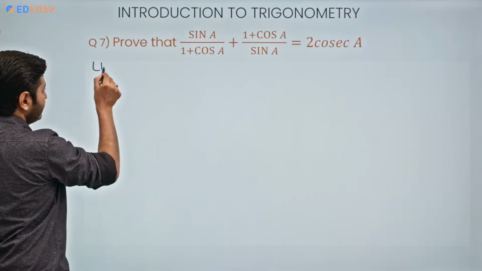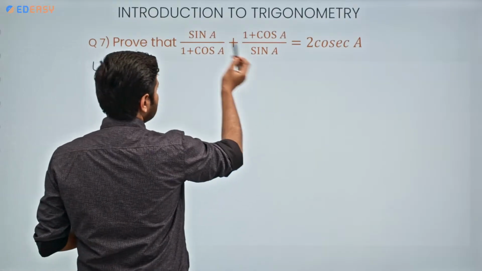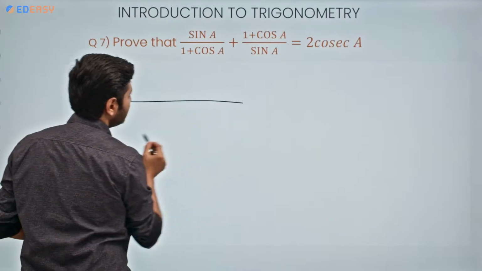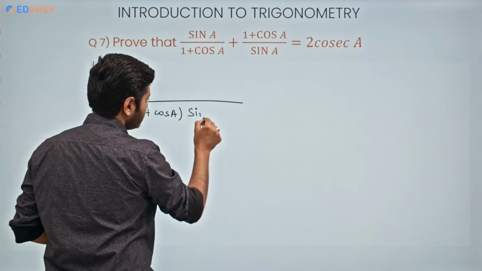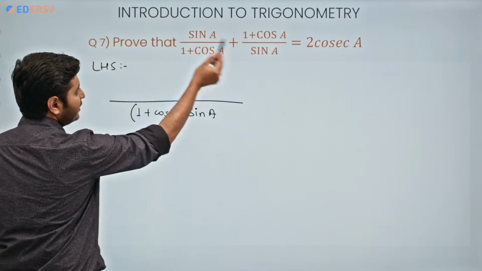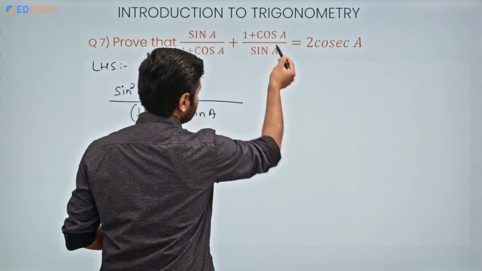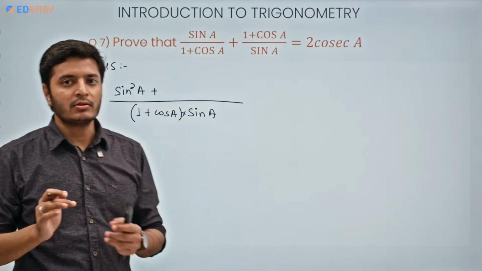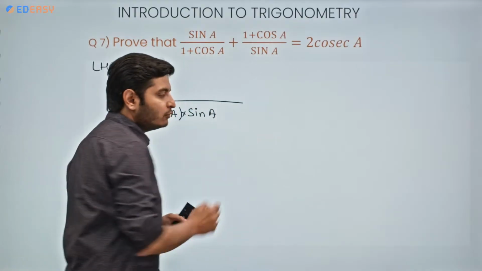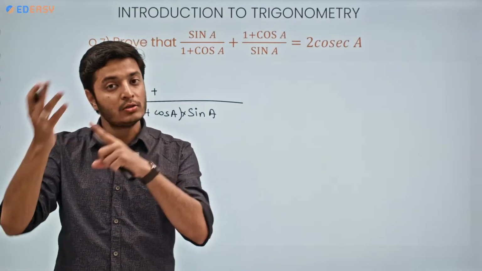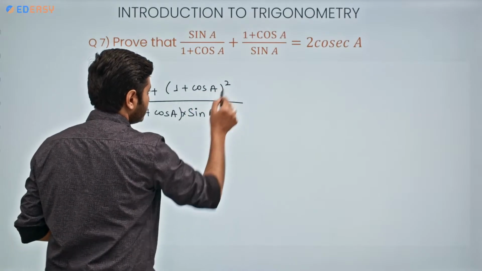Okay, LHS. Taking LCM, it will become what? Sine A into sine A, sine square A, plus 1 plus cos A into 1 plus cos A, 1 plus cos A whole square. Okay? Please don't get confused. 1 plus cos A into 1 plus cos A would be 1 plus cos A whole square.